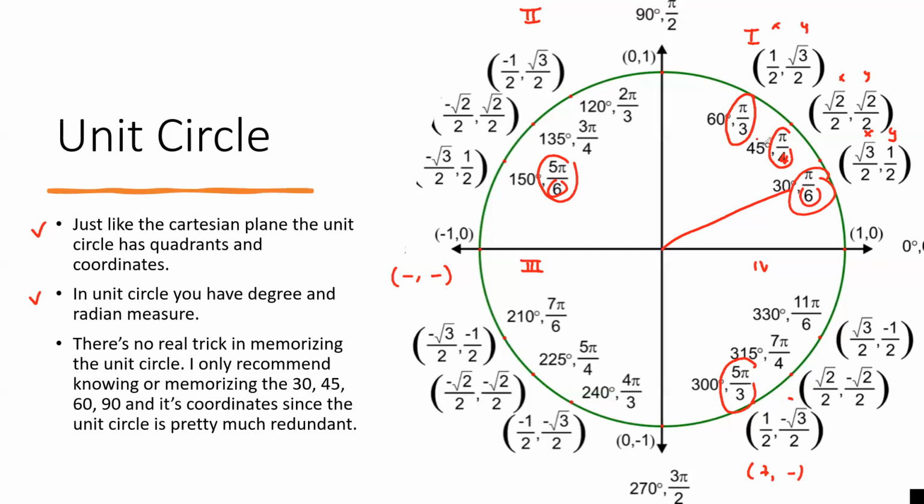Quadrant 1, cosine is positive, sine is positive. Quadrant 2, the cosine is negative and the sine is positive. Quadrant 3, the cosine or the x is negative and then the y is negative. And in quadrant 4, the x is positive and the y or the sine is negative.